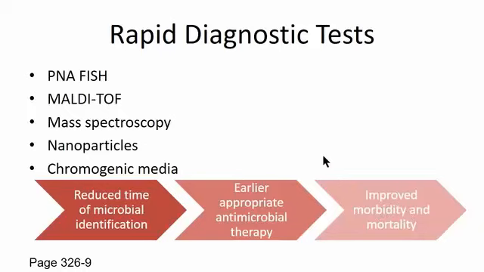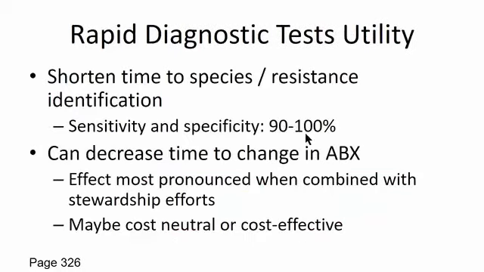So the rapid diagnostic tests can be used for shortening the time to species and resistance identification. They have really good sensitivity and specificity, 90 to 100%. And once again, they can decrease the time to change in antimicrobials. The effects are most pronounced when combined with a formalized antimicrobial stewardship effort. Essentially, if you just implement this in the lab and no one knows about it and no one looks at it, then it's not going to do much. However, if you are rounding in the ICU and can interpret these for the team, then it can make a great difference.